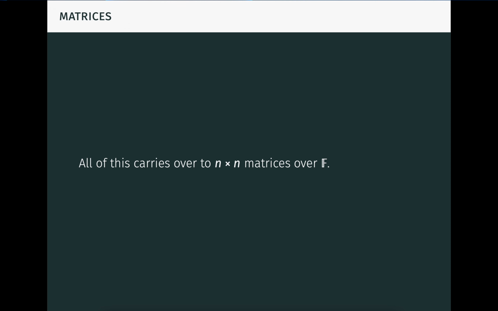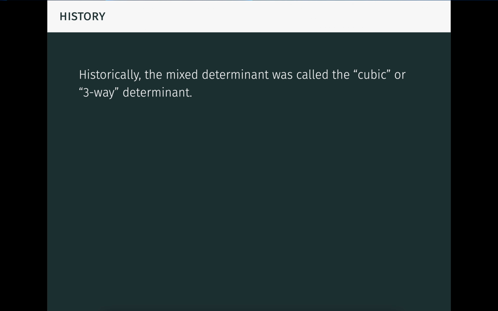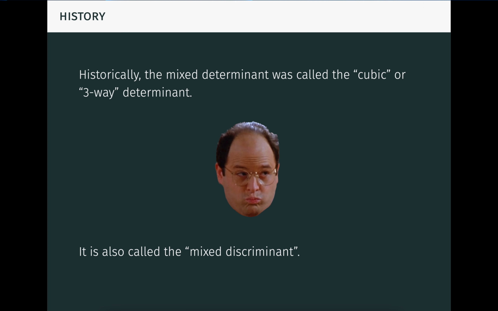Everything that we've covered so far carries over to matrices using the relationship between matrices and linear maps. I won't bother translating all of the definitions and theorems, but I'll note a few interesting connections. First, historically, the mixed determinant of matrices was called a cubic or three-way determinant, because you can arrange the entries into a cube in 3 dimensions. This is part of a much larger theory. It's also called the mixed discriminant, and it's sometimes divided by n factorial.